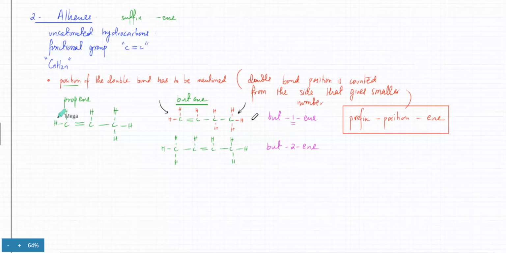This one, you're going to count from this side. This one would be prop-1-ene. And even if the double bond is on the right side, it would still remain prop-1-ene because it would just be a flipped around version.